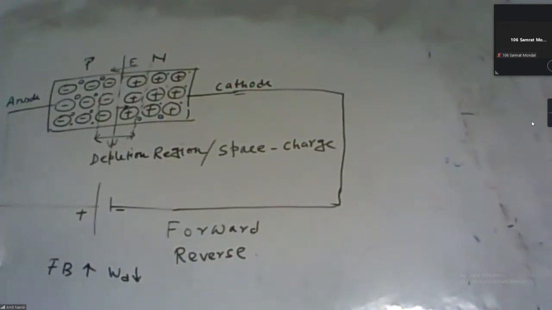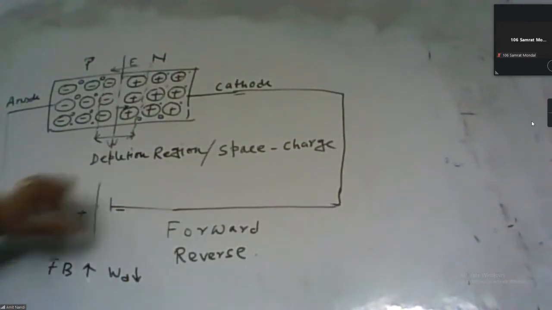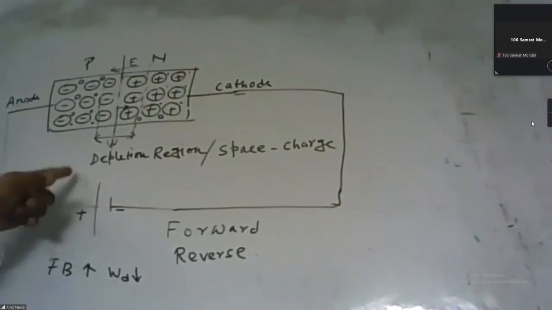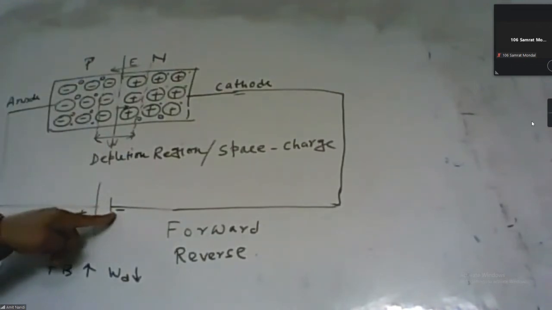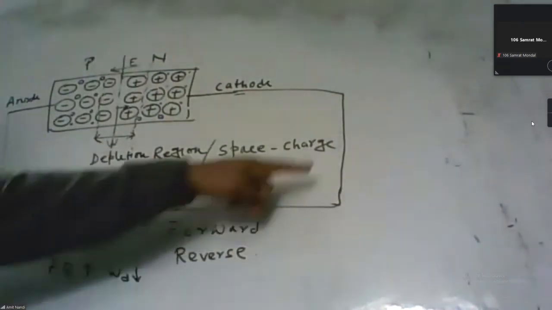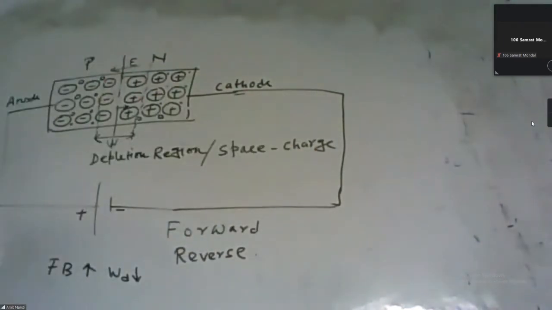But if we change the polarity of this DC power supply, that means the negative terminal is connected with the p-type side of the diode, and the positive terminal is connected with the negative terminal of the diode. That type of connection is basically called the reverse bias connection.